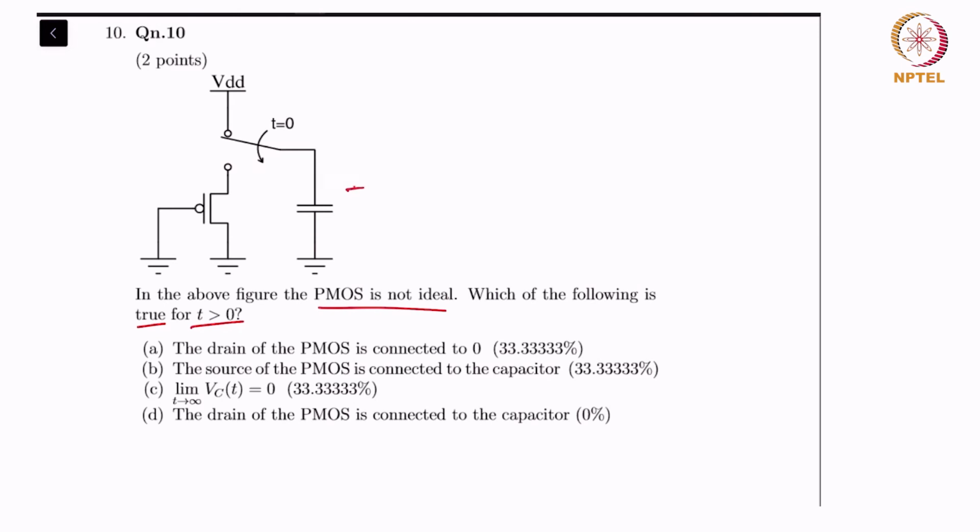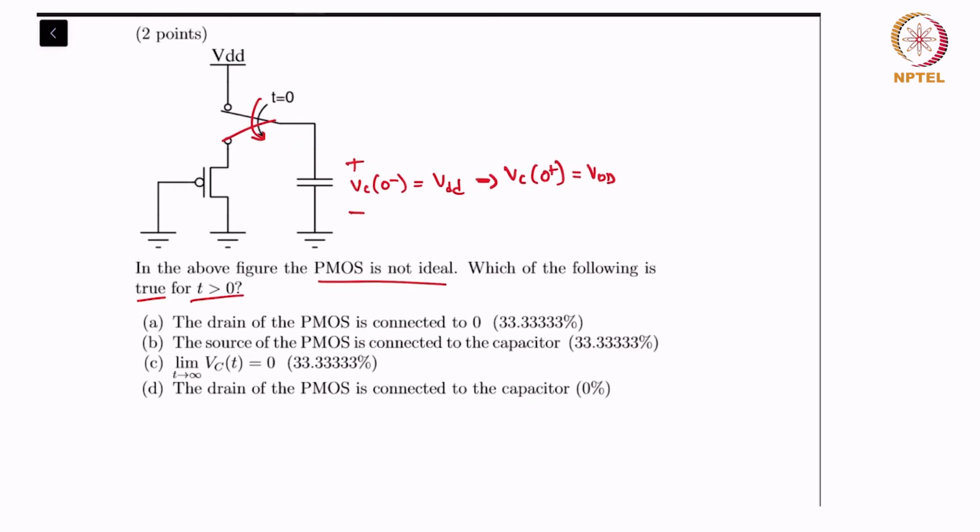Apologies. For t less than 0, this is Vc of 0 minus is VDD. That's for t less than 0. So as soon as you close it, of course, the capacitor voltage will not change instantly. So Vc of 0 plus will be VDD, right? And this is the t greater than or equal to 0 plus condition.